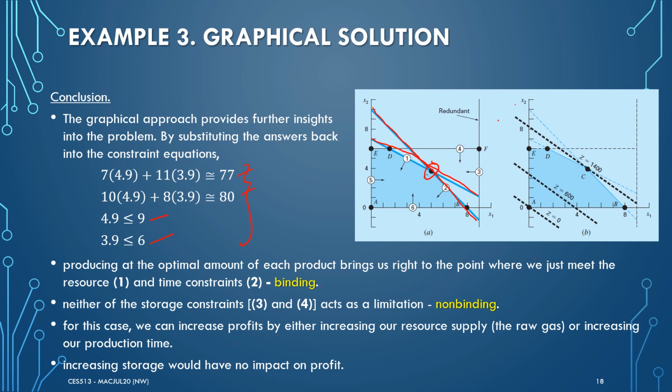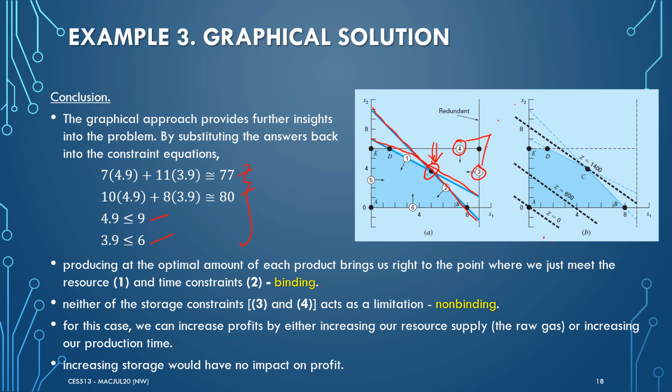Okay, so such constraints are said to be binding. As can also be seen graphically from the plot, neither of the storage constraints 3 and 4 act as a limitation. These two constraints are not acting as limitations because they are located beyond the feasible region. So these two constraints are called non-binding.